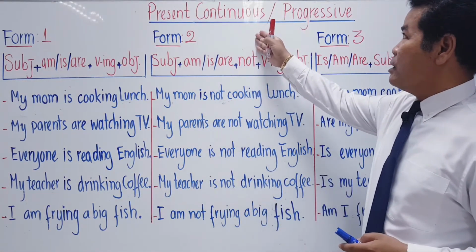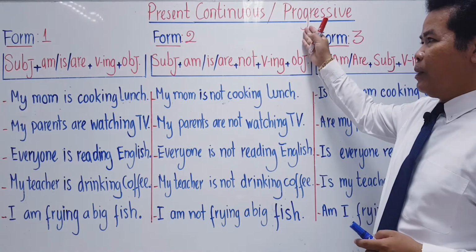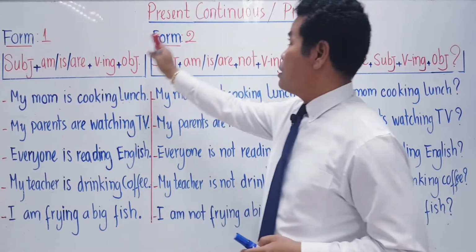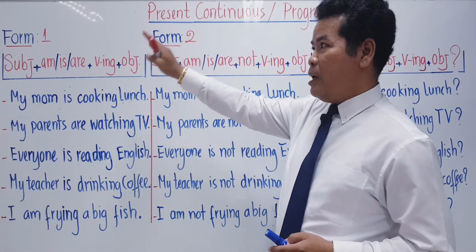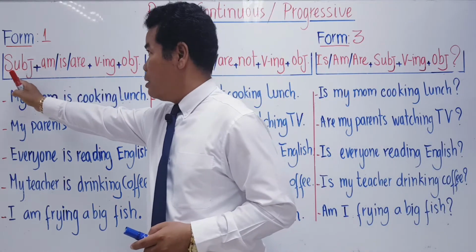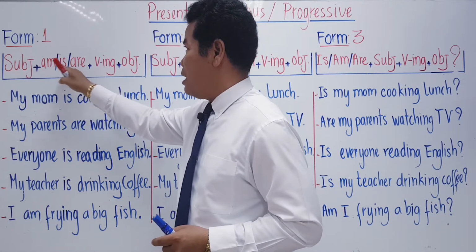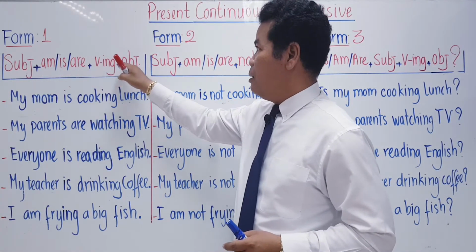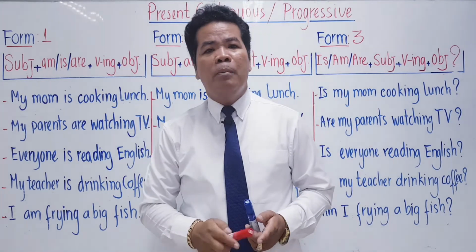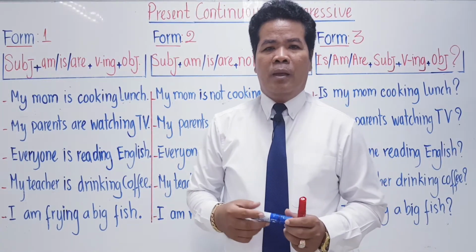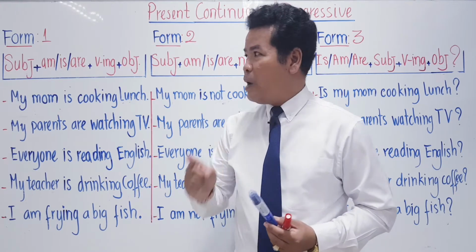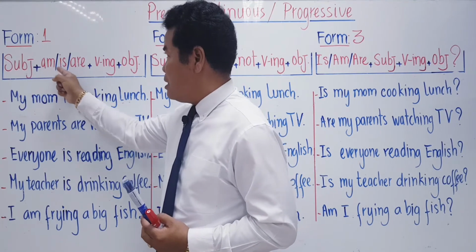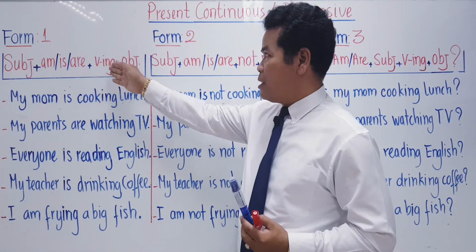Present continuous or present progressive. As you already know, the form of the present continuous can be made by using subject, am, is, are, which is the part of verb to be, verb plus ing plus object. We call it a positive sentence. So a positive sentence is made by using subject, part of verb to be, is, am or are, plus verb plus ing plus object.